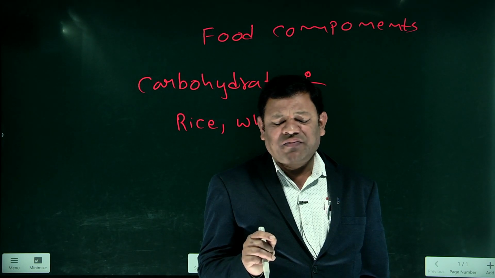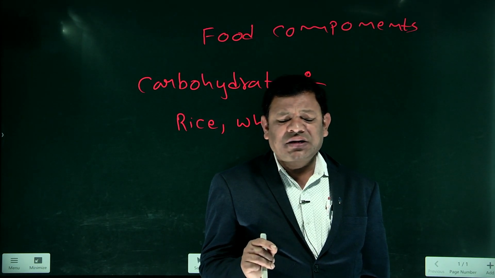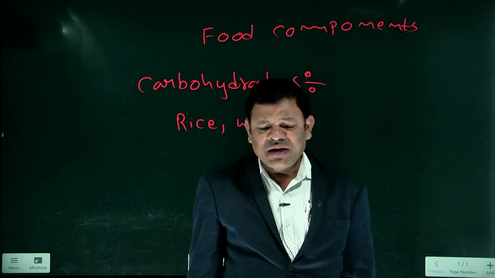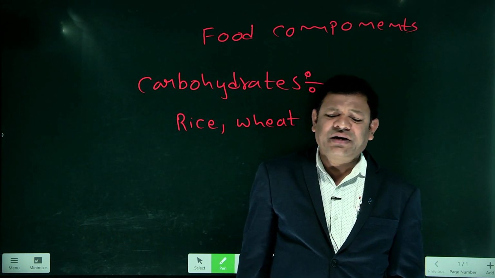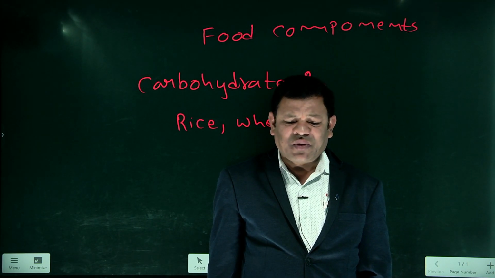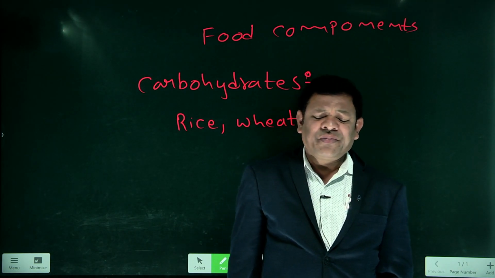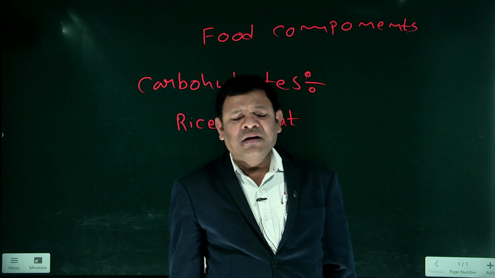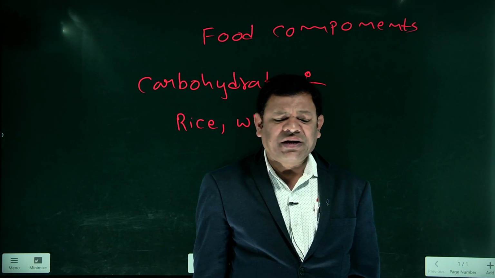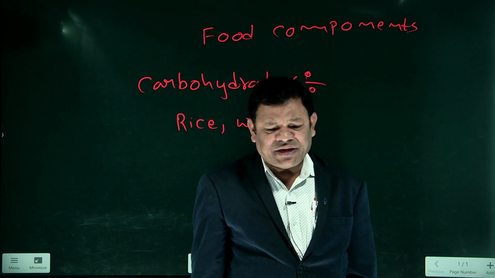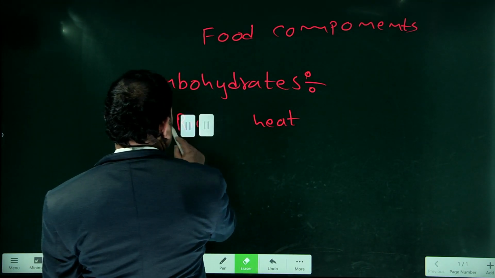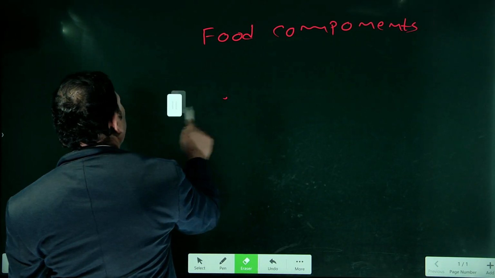Carbohydrate is one type of nutrient. If we take carbohydrates, they give us energy. For example, in our day-to-day life we eat rice, wheat, chapati, idli, vada, and almost potato. In these food components, carbohydrate is present. Is it clear? Yes, sir.